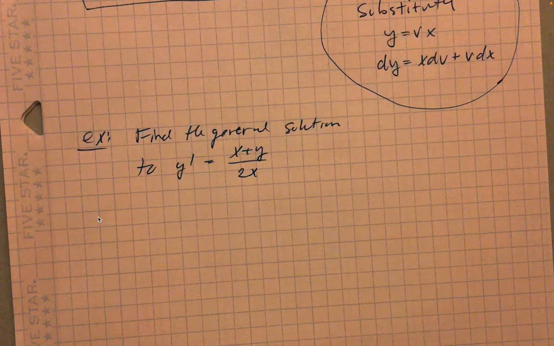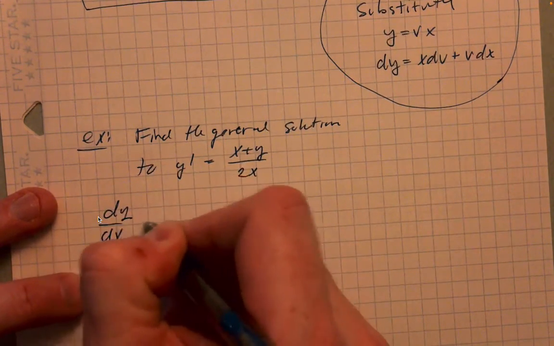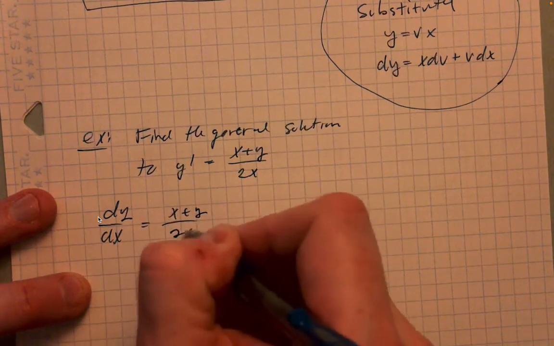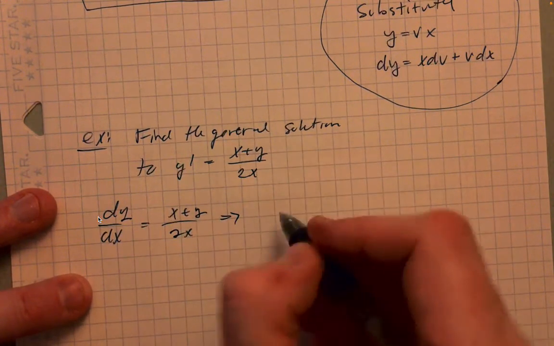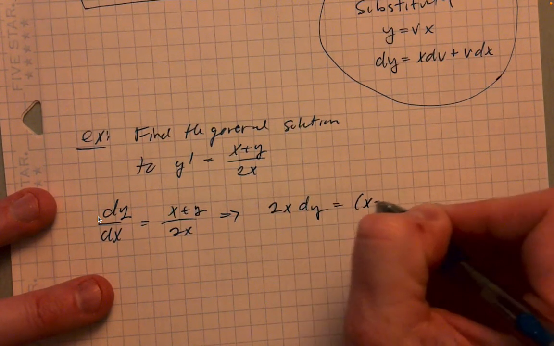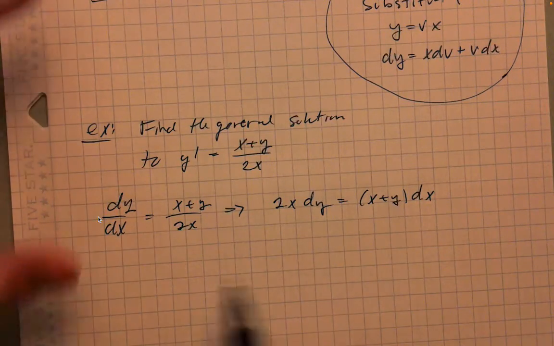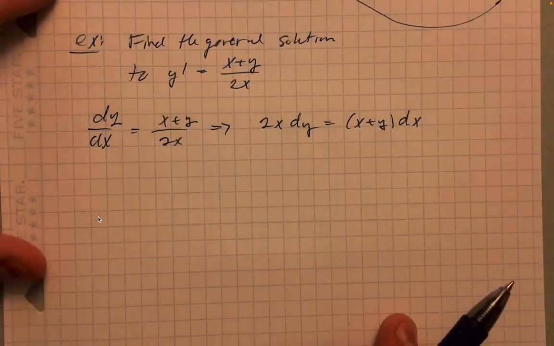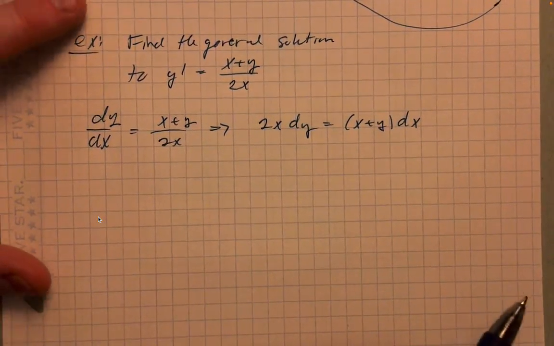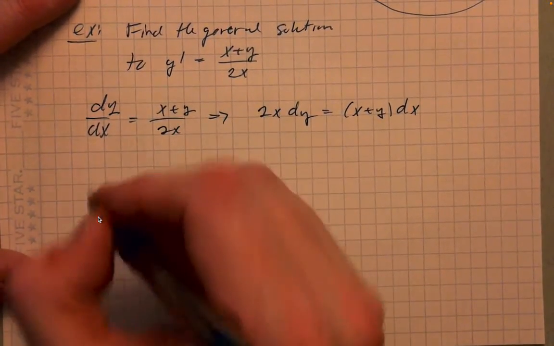Okay, and so let's see, can we separate this? Well, it's not easy to separate, right? So dy over dx equals x plus y over 2x, right? And so you can kind of see you get 2x dy equals x plus y dx, right? So it's not obvious how this would be separable. And so let's confirm that it's homogeneous and then try to use the y equals vx substitution.